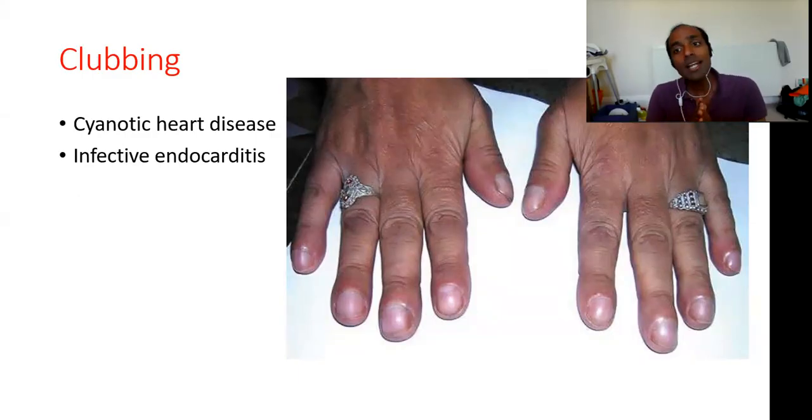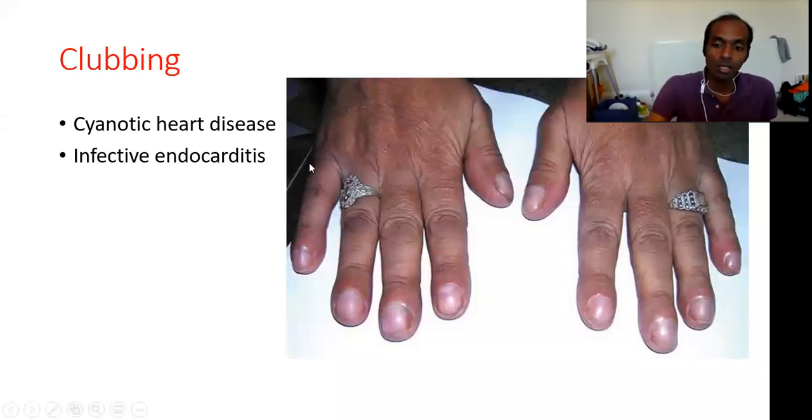And for your information, clubbing is also seen in another cardiovascular condition called atrial myxoma, which you can write down. It's not on the slide. Atrial myxoma is a tumor in the atrium. It's a heart tumor. That also causes clubbing. And some of the manifestations of atrial myxoma are very similar to infective endocarditis. Right.